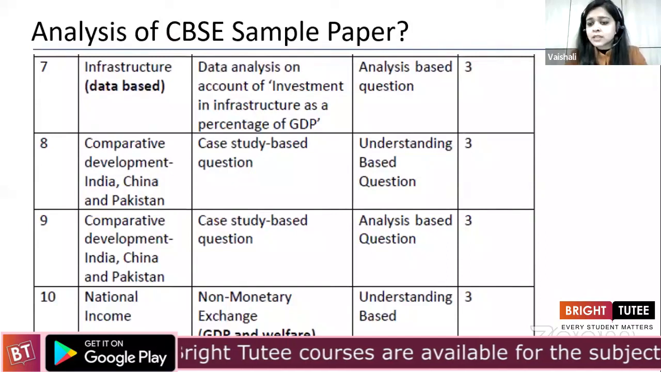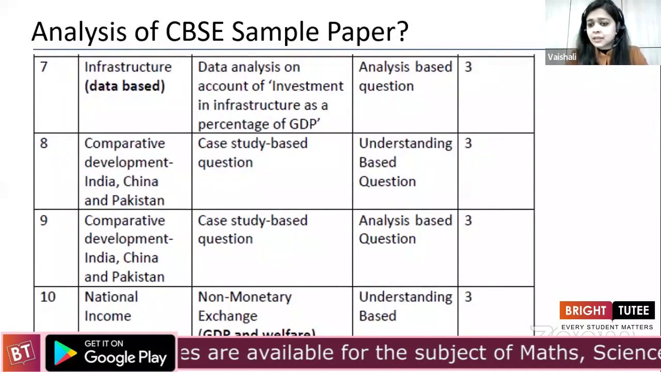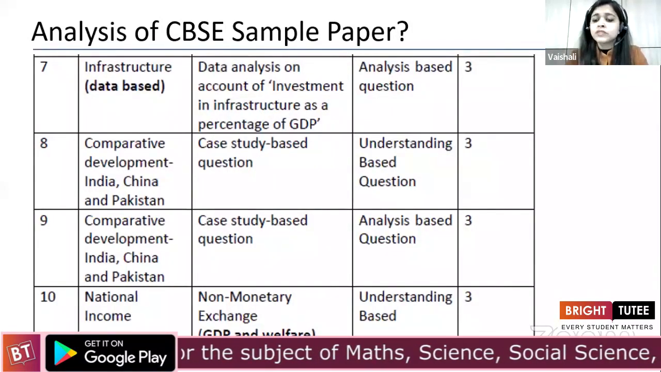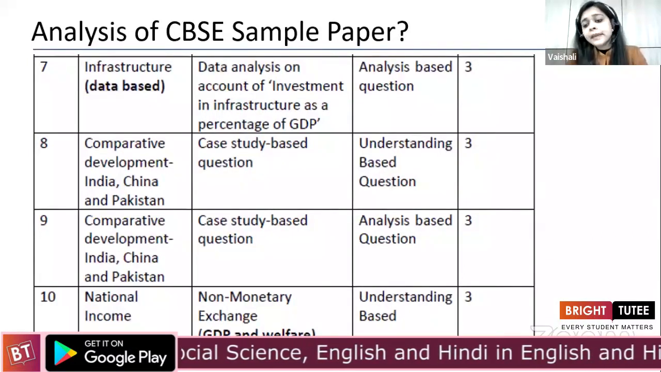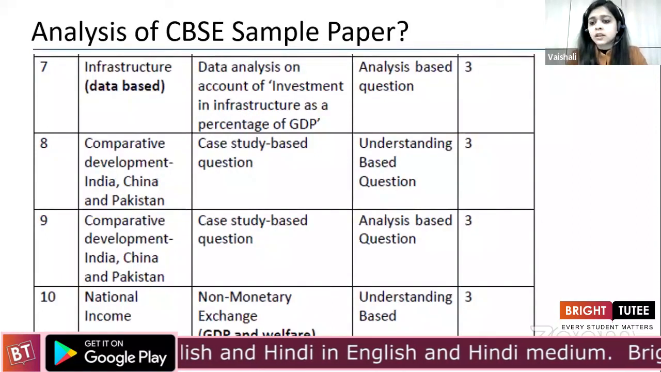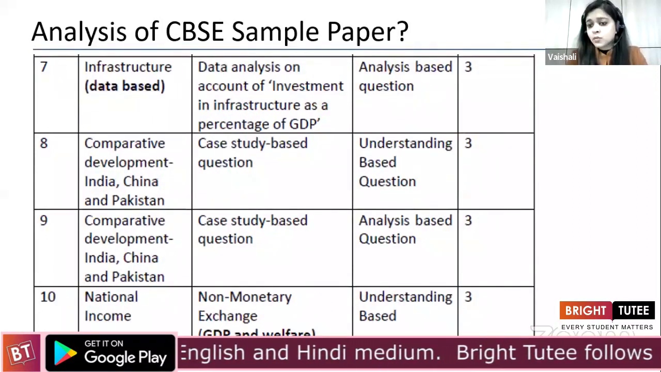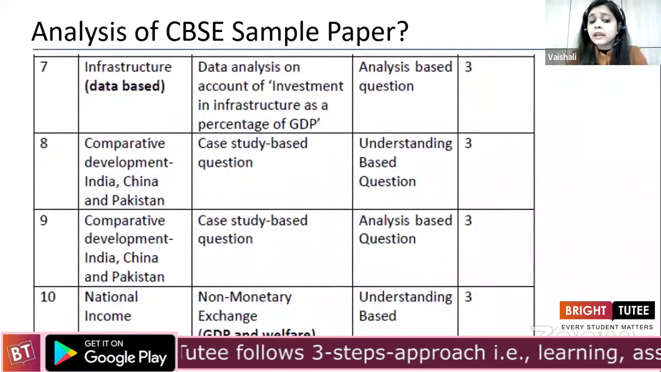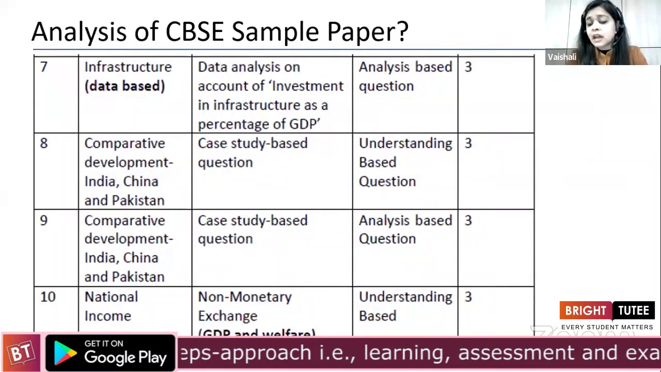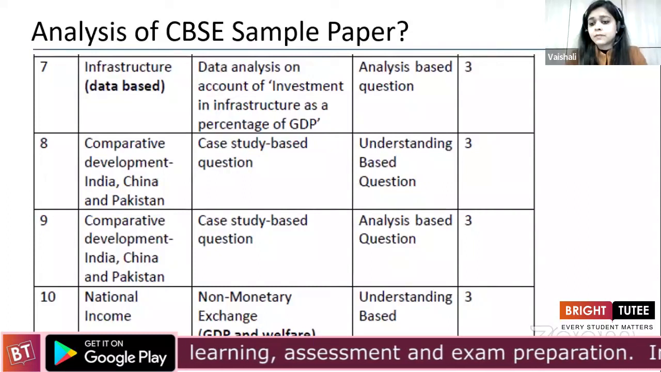So after question number 7 ends, there is a case study. Students are supposed to read that and answer question number 8 and 9 based on that case, and both the questions are of 3 marks and there is no choice in this question. In both of them, one was understanding based and one was analysis based.